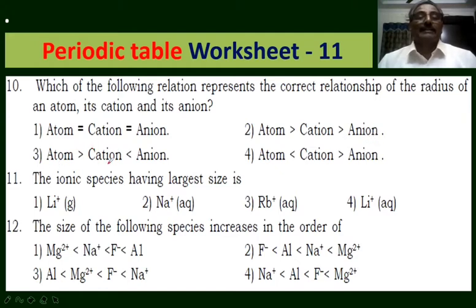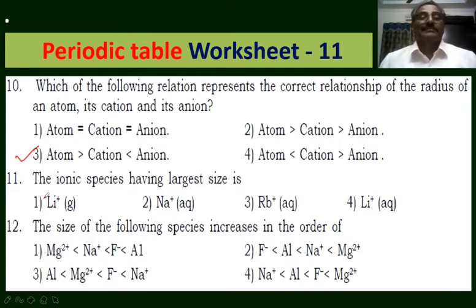Atom greater than cation is right. Cation less than anion is also right. Third option is right. Atom greater than cation, but cation greater than anion is not right. Atom less than cation is not right. So the third option is the only right option here.